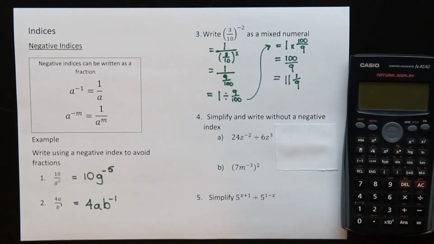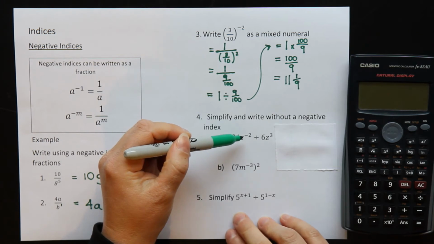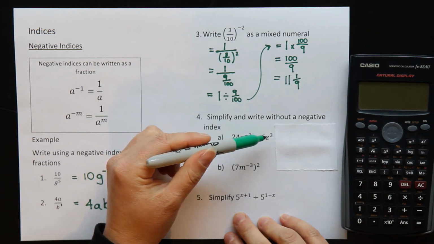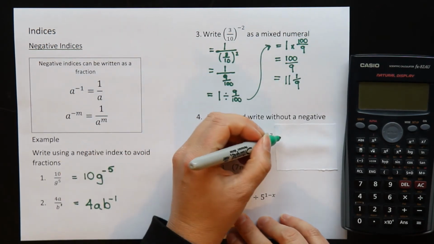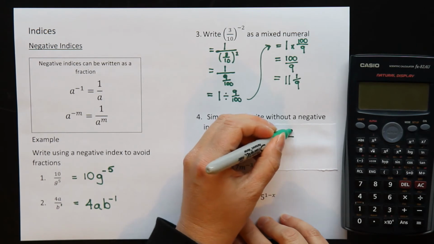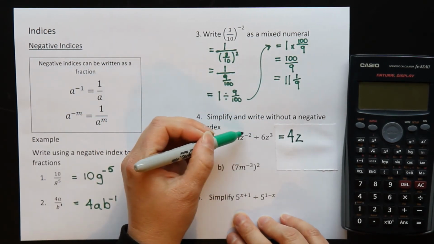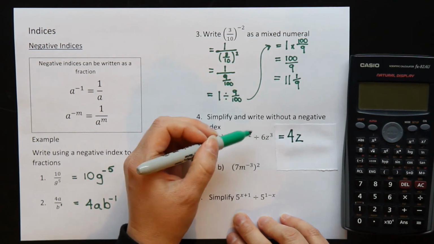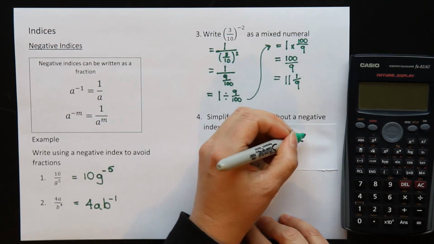Okay, in question 4 it says simplify and write without a negative index. So we are dividing 24z to the negative 2 divided by 6z to the power of 3. First of all, we want to divide the numbers at the front. 24 divided by 6 goes 4 times. Z is the base. And then when we're dividing, we want to subtract the powers. Minus 2 minus another 3 will make minus 5.